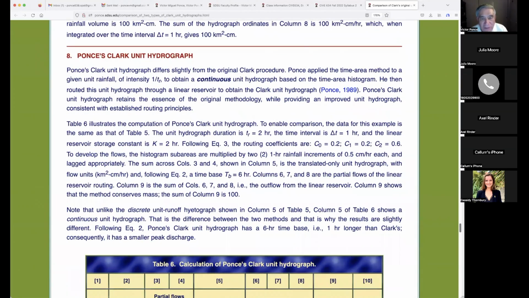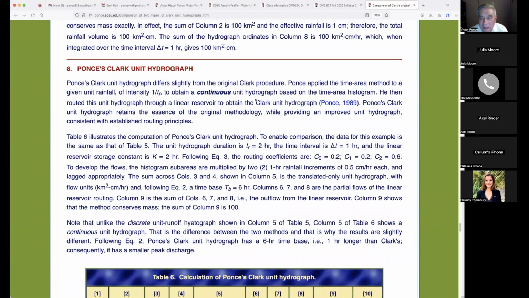And now Ponce's Clark unit hydrograph. Ponce's Clark differs slightly. Ponce applied the time area method to a given unit rainfall to obtain a continuous unit hydrograph based on the time area histogram. He then routed this hydrograph through a linear reservoir to obtain the Clark unit hydrograph. Ponce's Clark retains the essence of the original methodology while providing an improved unit hydrograph consistent with established routing principles.